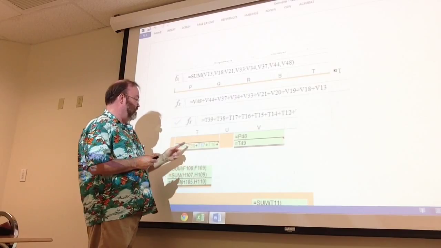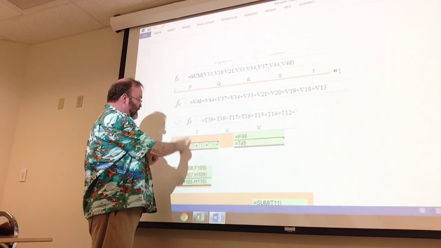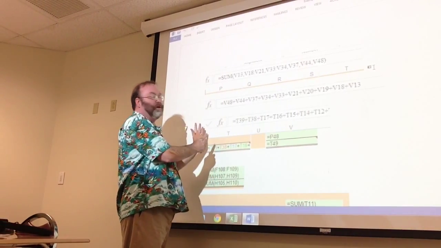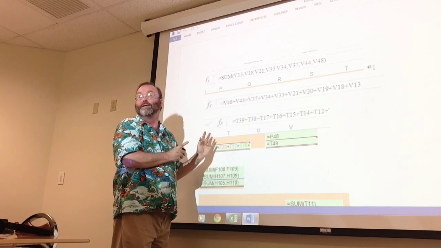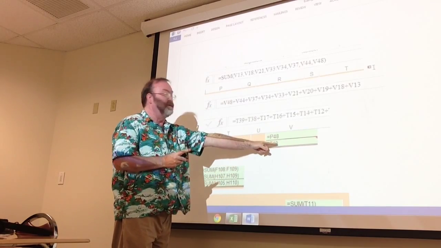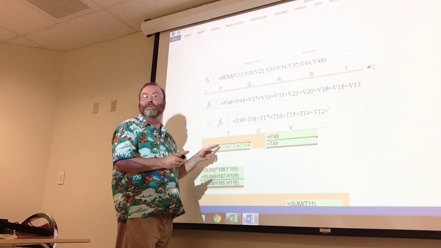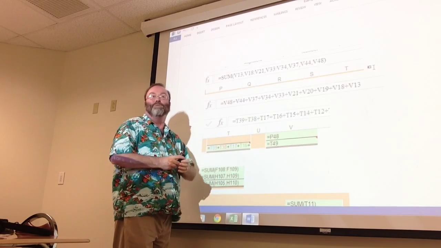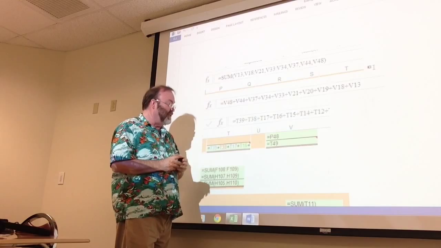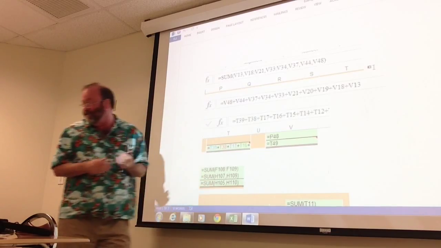This one's my favorite. What you're trying to do with these sums at the bottom is to see whether your credits equal your debits. Well, if you make the credit column equal to the debit column, yes, they will be equal. But that's not what you're supposed to be doing here.